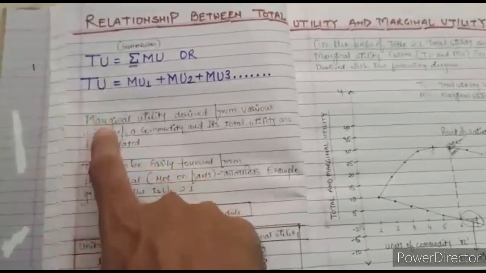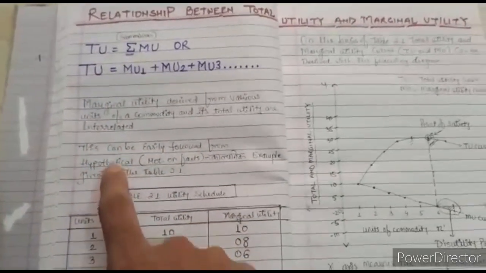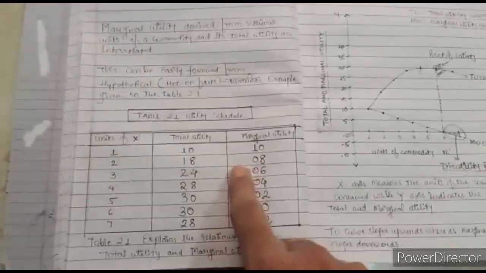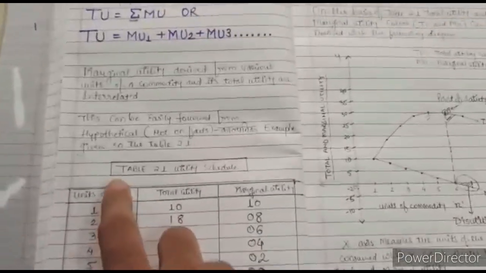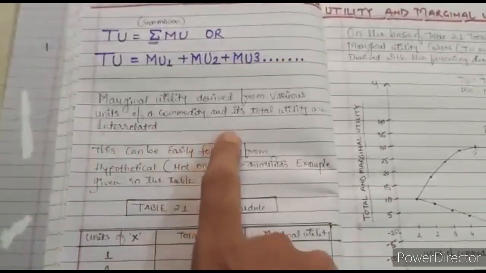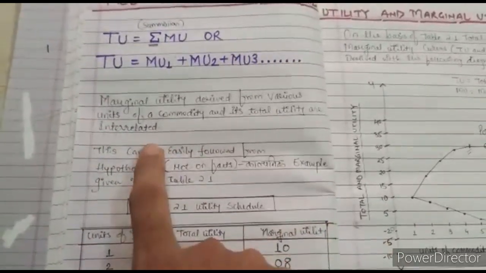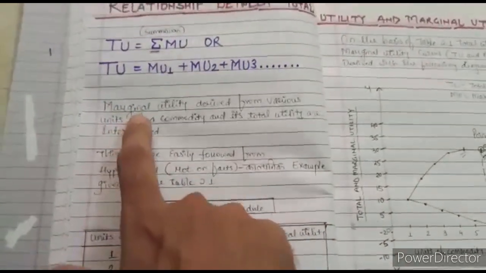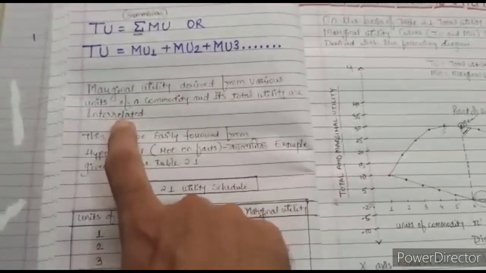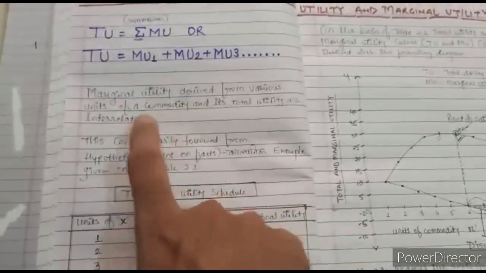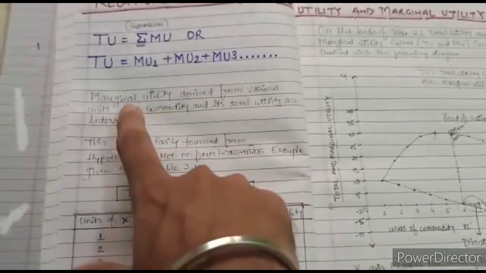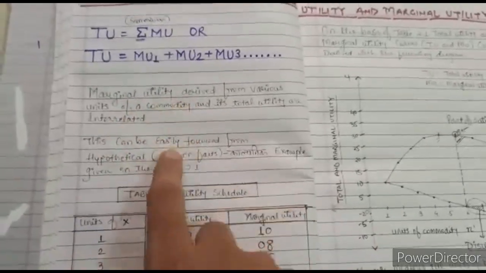You will understand this relationship with the help of this table. You see here, marginal utility derived from various units of a commodity and its total utility are interrelated. So what does it say? Marginal utility and total utility are interrelated. Both utilities are related internally. Total utility and marginal utility are dependent on each other.